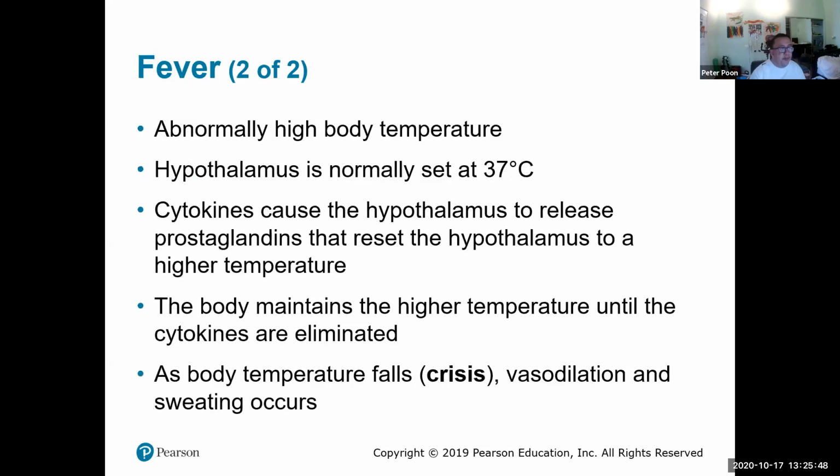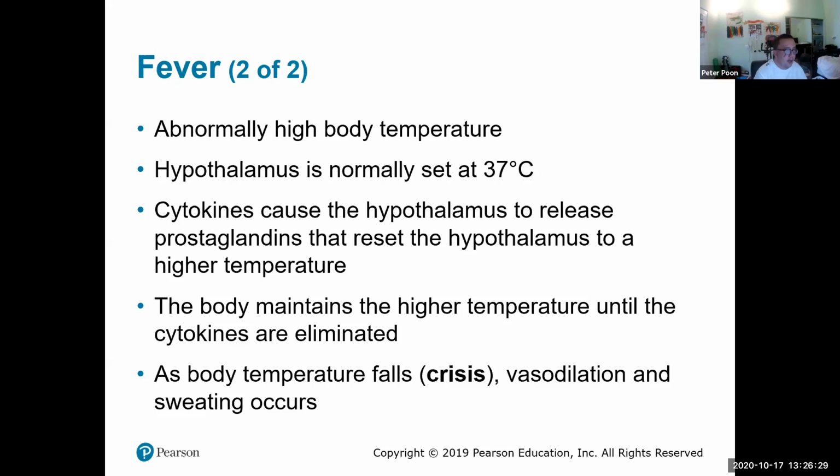Okay. So fever, by definition, I'm sure you guys know, is abnormally high body temperature. The hypothalamus has a set point. That set point is roughly 37 degrees, and actually a little bit lower than that. But when there's an infection, you want to strike a fever. The cytokines cause the hypothalamus to release prostaglandins, which increase the thermostat, basically. They cause the hypothalamus to reset to the higher temperature.